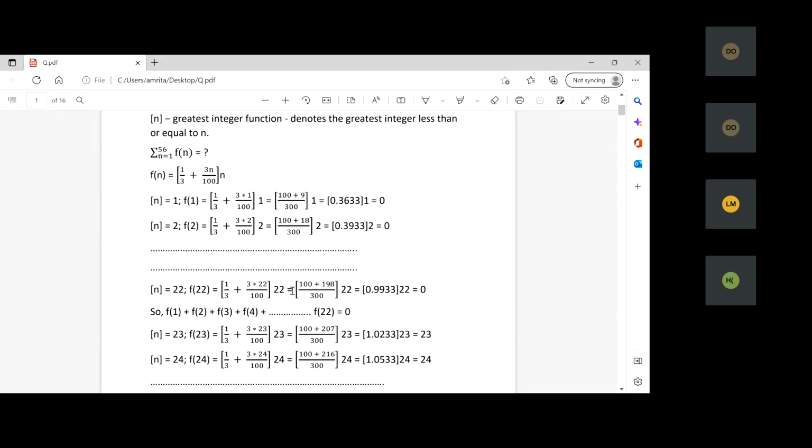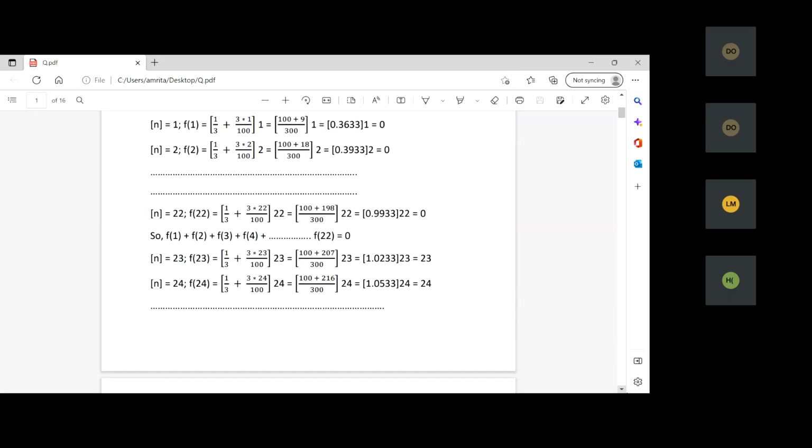So up to n equal to 22, the value will be 0 because it will be of the form 0.3, 0.6 or 0.9. So up to this form, our answer, or the final value of f of n, will be equal to 0.